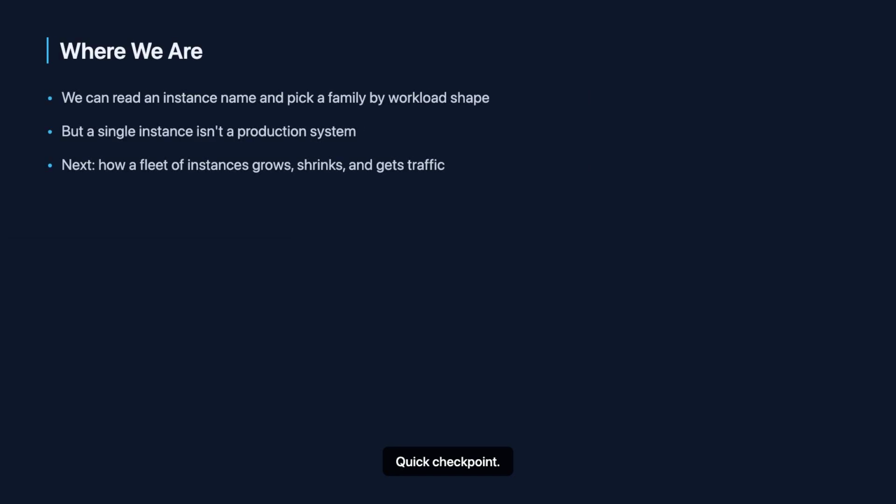Quick checkpoint: you can now read an instance type name, and you can pick a family by matching workload shape to hardware shape. That's huge. But a single EC2 instance isn't a production system. Production needs a fleet that grows and shrinks, and it needs traffic distributed across that fleet. So let's look at the 2 services that turn raw instances into a real system: auto scaling and elastic load balancing.